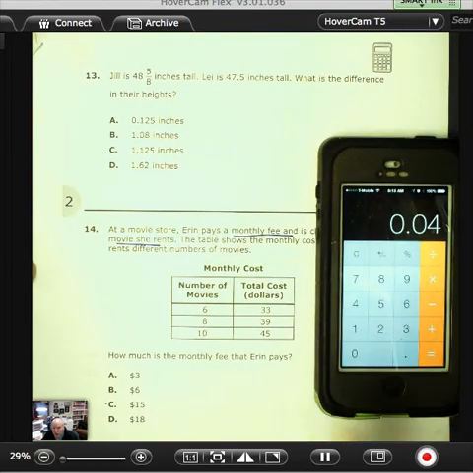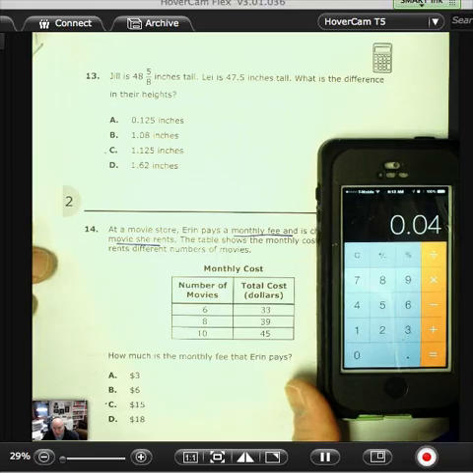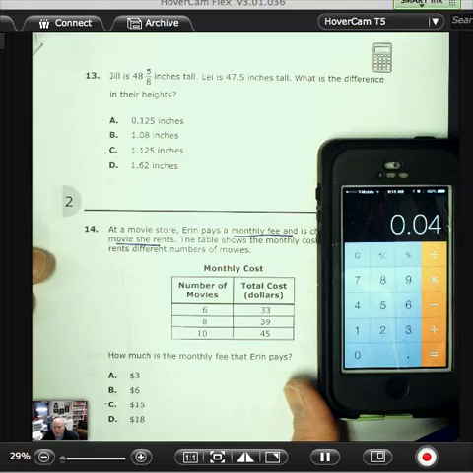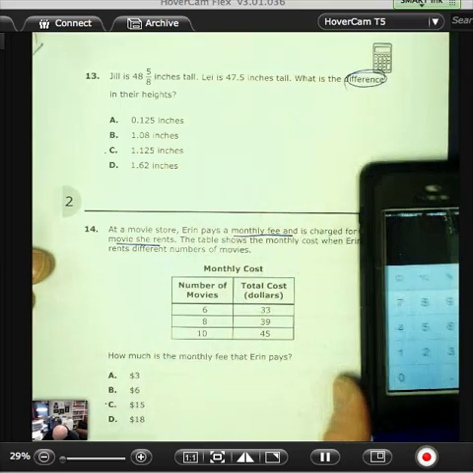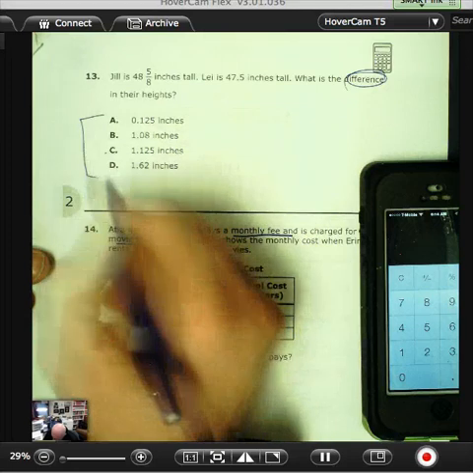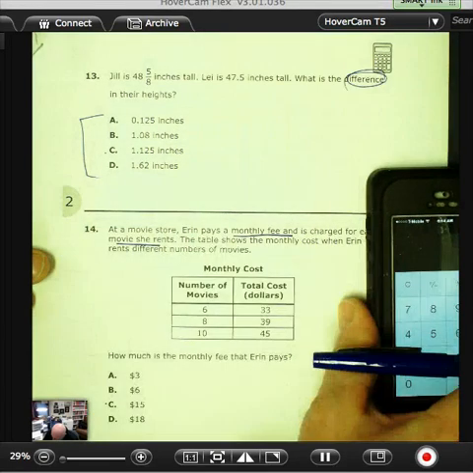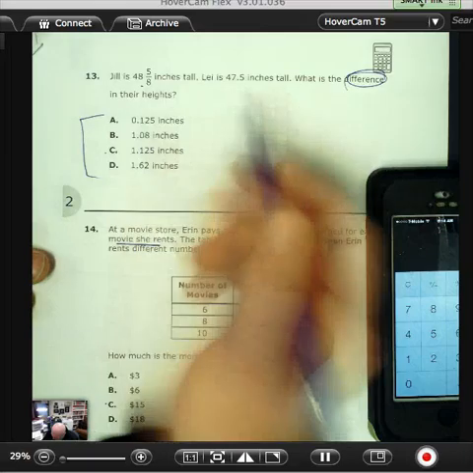Okay, Jill is 48 and 5/8 inches tall, and Leah is 47.5 inches tall. What is the difference in their height? Okay, we're looking for difference, so it looks like that's a subtraction word. All my answers I see are in decimals, and I've got a mix of fractions and decimals, so I'm going to have to convert to decimals.